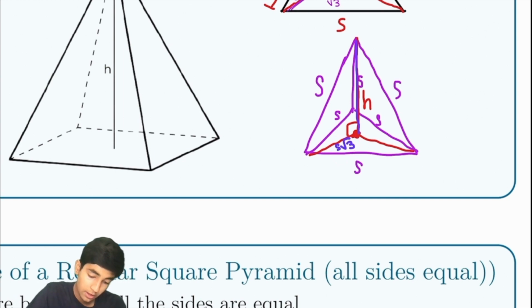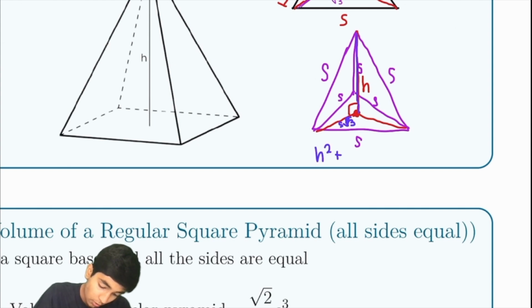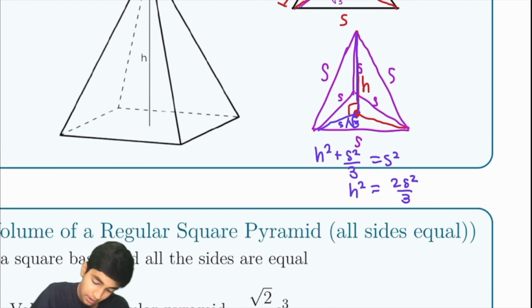And now what we do is we notice that the height, this, and S form a right triangle. So we get that h squared plus, or it should be S over root 3 here, right? S over root 3 as we discovered. H squared plus S squared over 3 equals S squared. So h squared is 2S squared over 3. And then from here, taking the square root, h equals root 2 over root 3 times S.